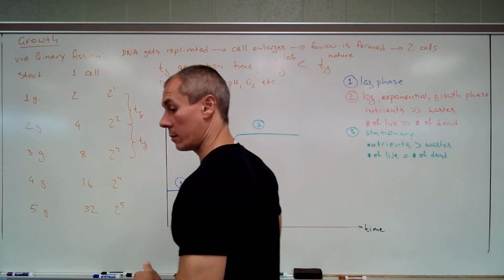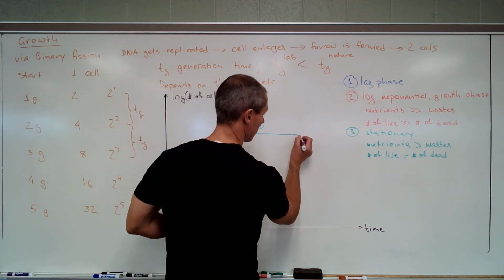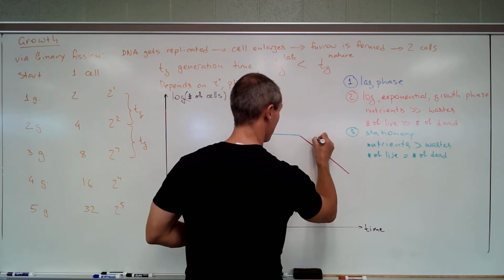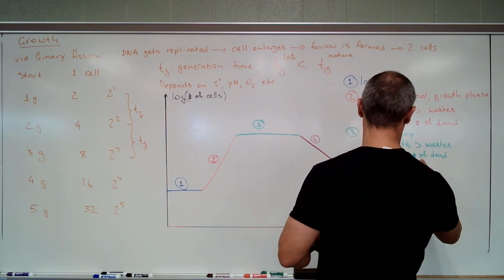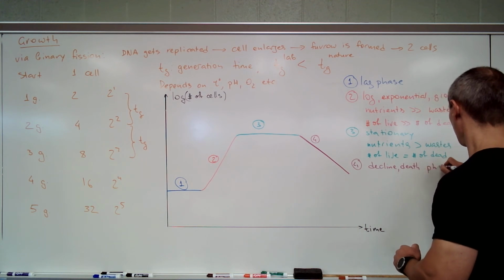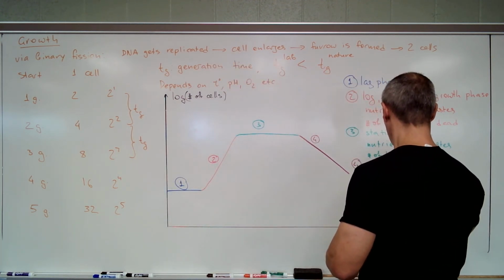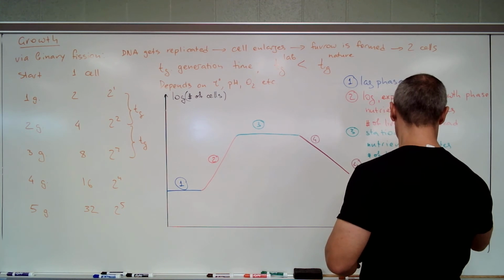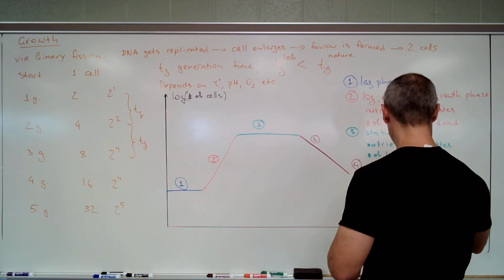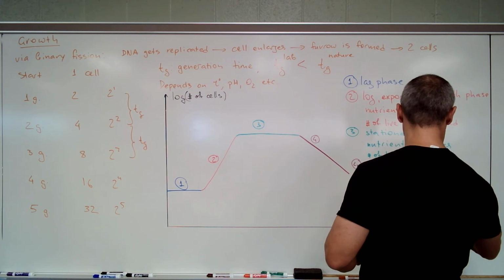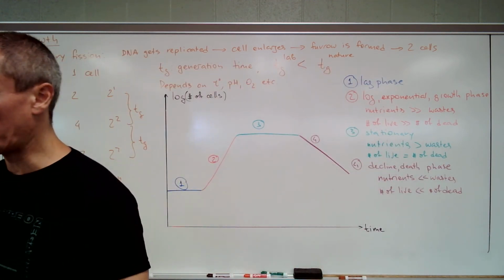Eventually, the amount of nutrients becomes really, really low, and the whole system enters the last phase, the decline or death phase. During that part of the life of the community, nutrients run really low, and the number of live cells is much lower than the number of dead cells. Does that make sense?